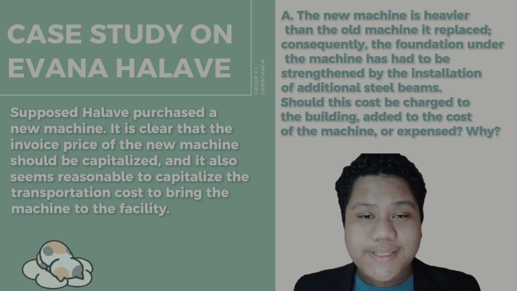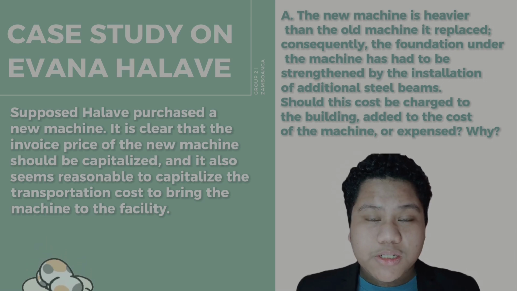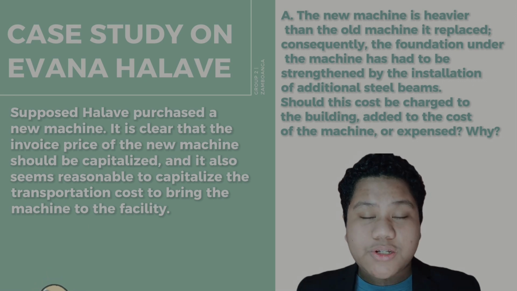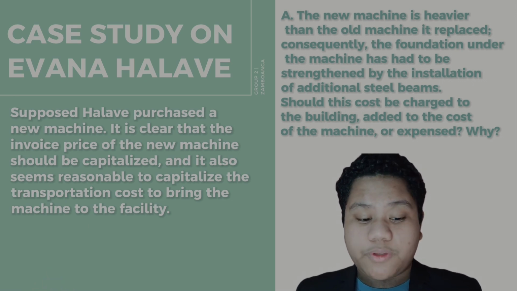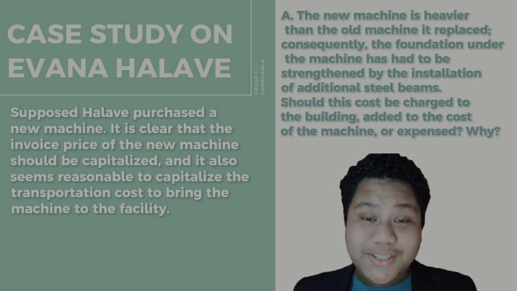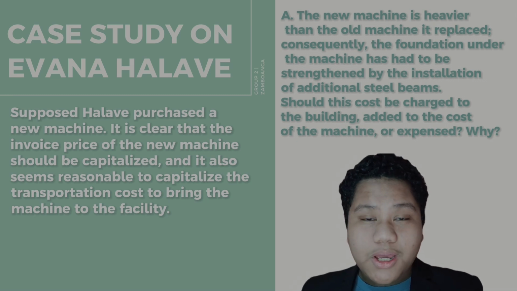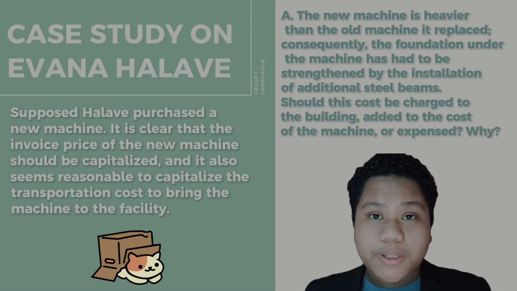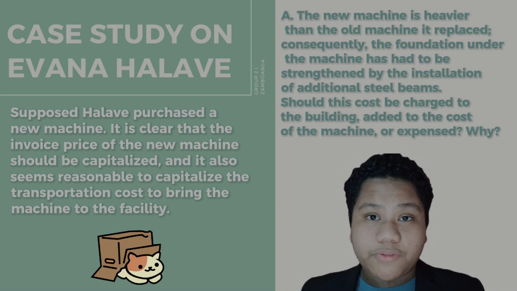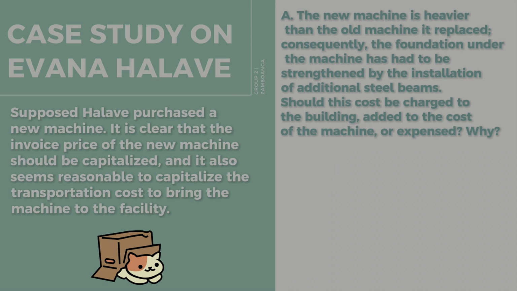The installation of the steel beams should be added to the cost of the building. I think it should be charged to the building because the steel beams were used for the improvement of the building and are connected to the building itself. Therefore, those steel beams should be charged to the building because it will become a part of the building itself despite it not being there in the first place.